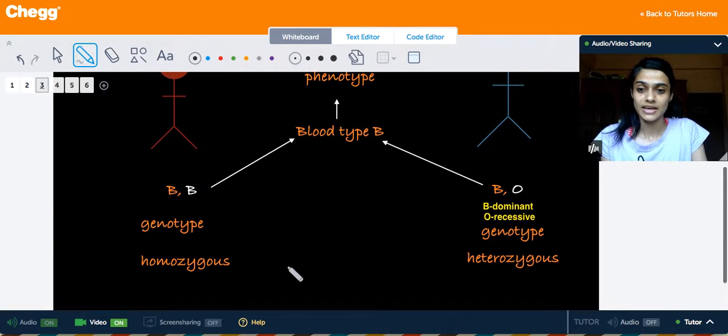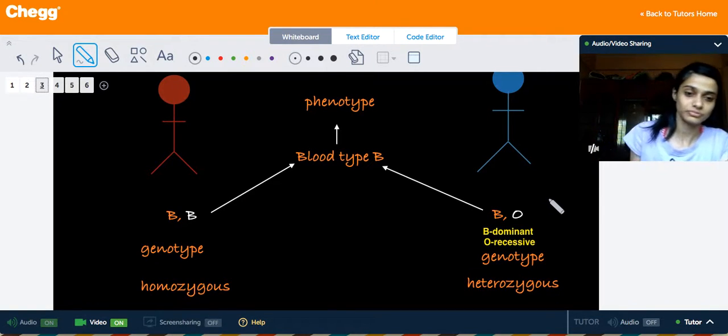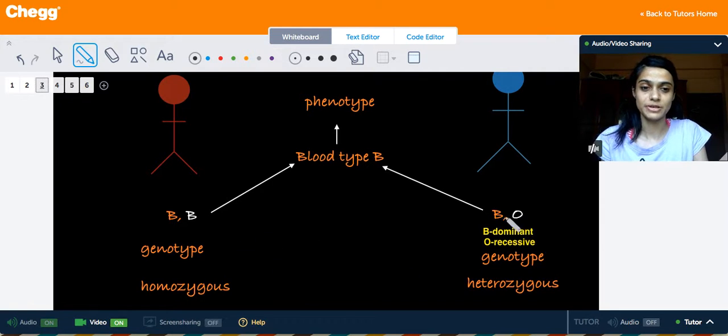So this guy has a homozygous genotype. Homo means same. So this means that the two alleles of the gene are the same from both parents. So this guy is homozygous for the B allele. This guy has B from their mom and O from their dad, so this person has two different alleles of the blood group gene. So this blue person over here is heterozygous for this blood group. So this BB and this BO, which is the genetic makeup, is known as the genotype.